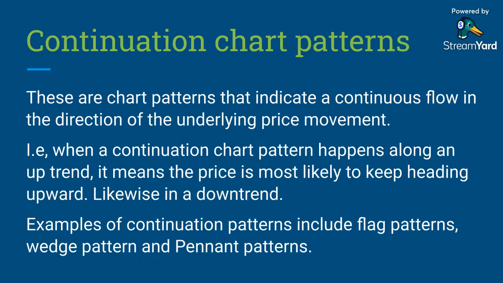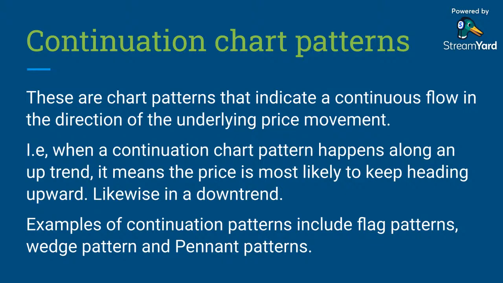Okay, the continuation chart patterns are patterns that indicate a continuous flow in the direction of the underlying price movement. That is, when a continuation pattern happens along an uptrend, it means the price is most likely to keep heading upward. Likewise, in a downtrend. Examples of continuation chart patterns are flags, wedge patterns, and pennant patterns. I'm going to show you all of these things practically.